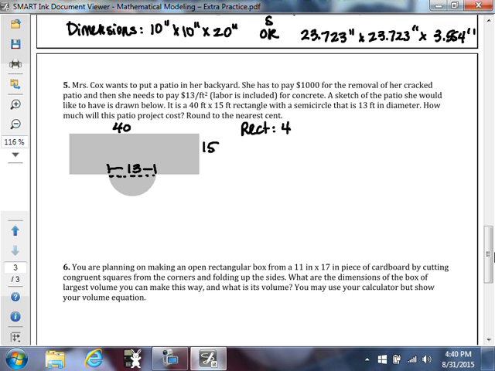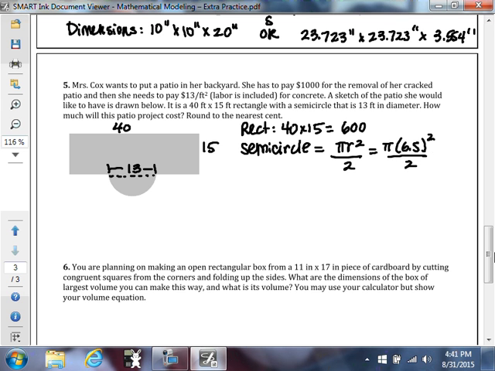All right, so we're going to come up with the rectangle area. So that's going to be 40 times 15. So when you do 40 times 15, you get 600. So that's in square feet. And then the semicircle, if you find the area of a semicircle, it's going to be the pi r squared for the circle, so you divide by 2. So in this case, we have pi times 6.5, which is half of 13, squared.